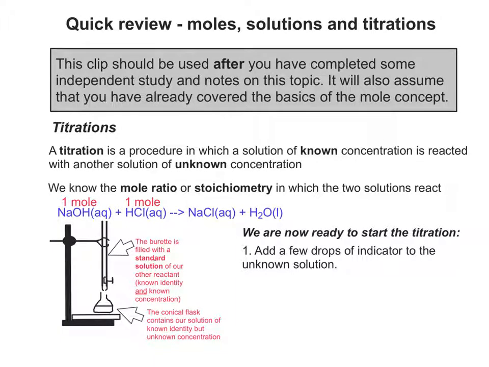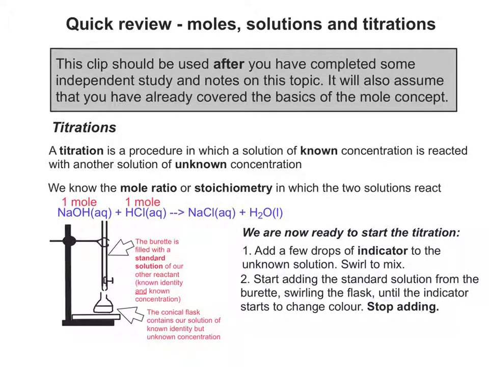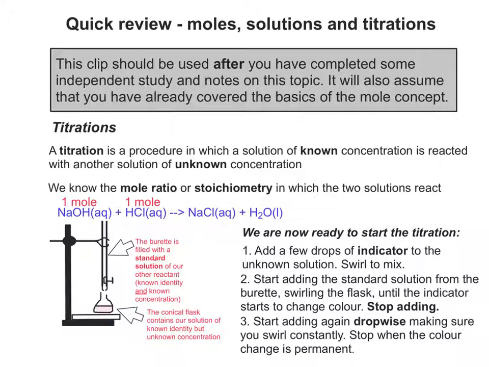So before we begin, we need to add a few drops of indicator to the unknown solution. We need to swirl this to mix it. You then start to add the standard solution from the burette until the indicator starts to change colour. Now you stop adding at this point. Now you can start adding again, but very carefully, dropwise, making sure you swirl constantly and you stop when the colour change is permanent.